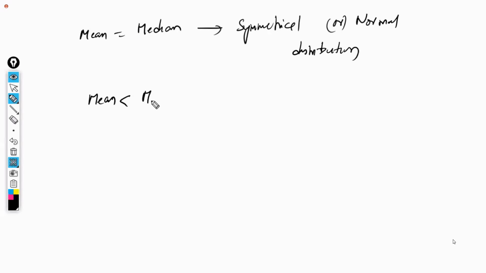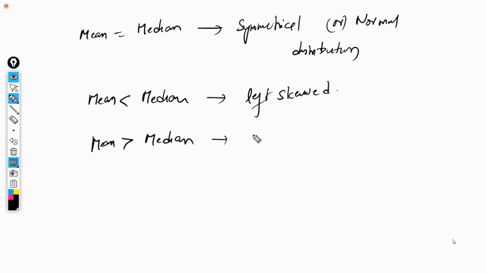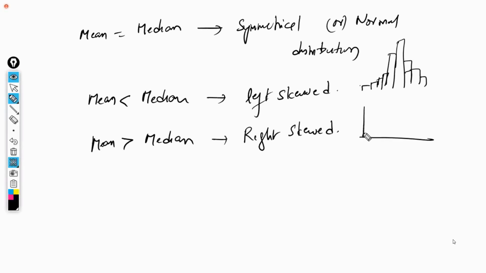If the mean value is less than the median, then it is called a left skewed distribution. If the mean value is greater than the median, then it is called a right skewed distribution. On the left side the values will be low, then it is called left skewed. Right skewed means the right side values should be low. On this side the values should be very low and on the left side the values will be very high. Right? Whichever side the values are very low, that decides whether the distribution is left skewed or right skewed. Clear guys? That is called skewness.